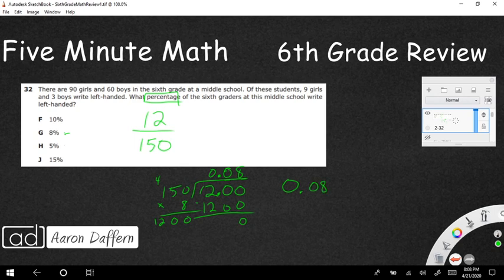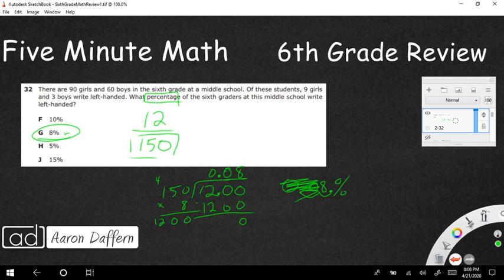And when we want to change from a decimal to percent, you move the decimal twice to the right. You can drop the zeros, and now you just get 8%. So our answer is going to be G, 8%. Now, is there any way we could have done that without all the division? Yes, there is. If you could somehow make this denominator 100, it would have been a lot easier, because then you could just make that straight into a decimal.